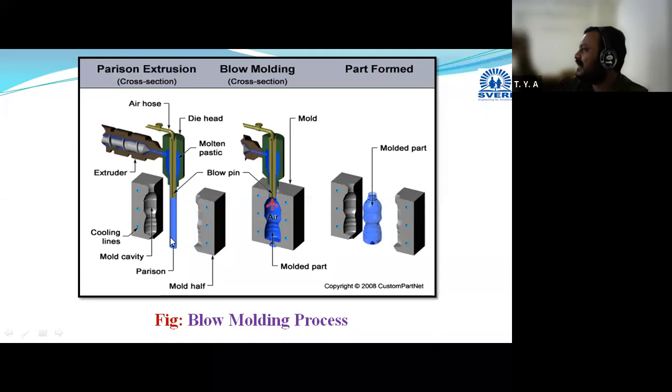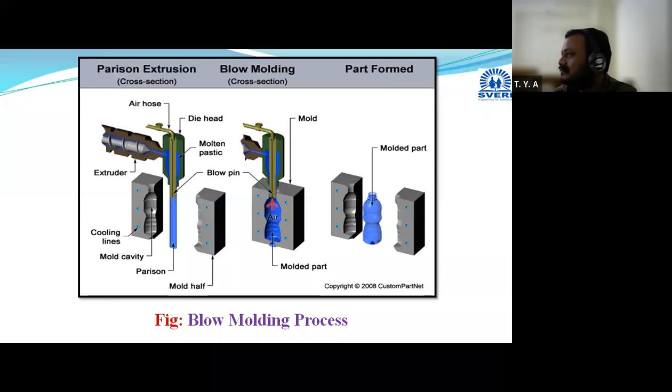Parison is nothing but a tube-like structure, having one end closed and one end open. Got it? Like this. It is similar to a cap, a similar structure, but the opening will be very small. Okay, and this parison can be prepared using extrusion molding or injection molding.